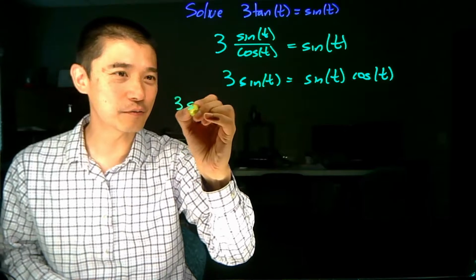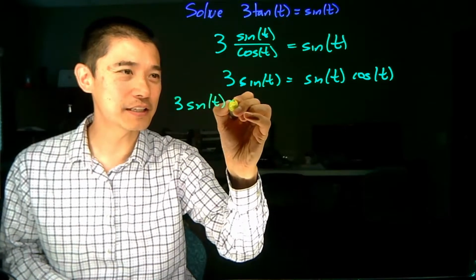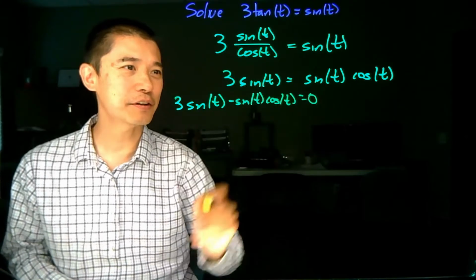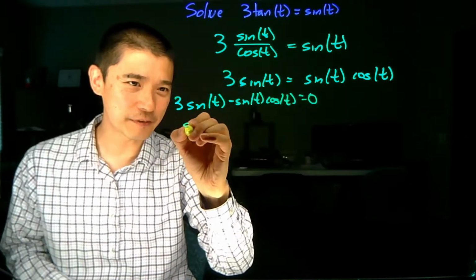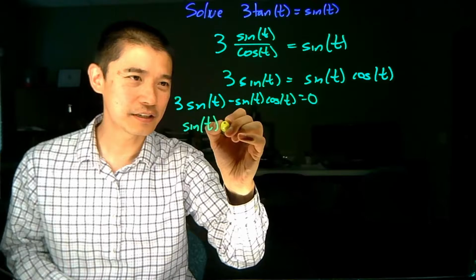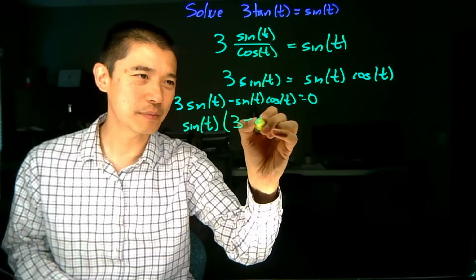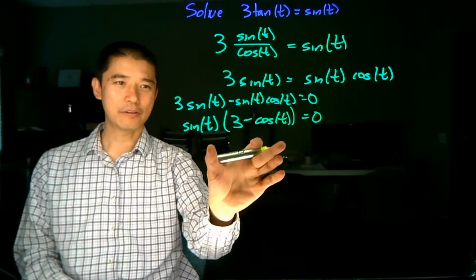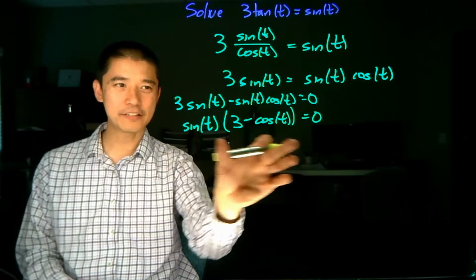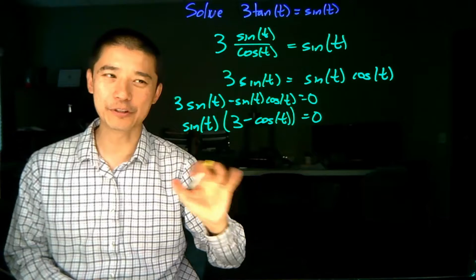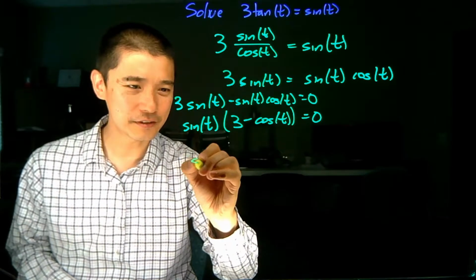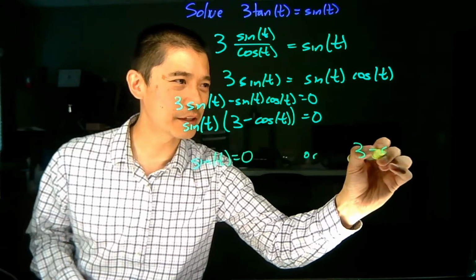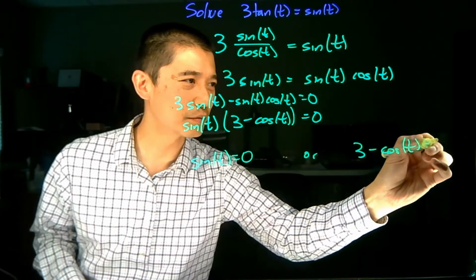So let's move everything over to the left-hand side. 3 sine t minus sine of t cosine of t is equal to 0. There's a sine term in each of these, so we'll factor that out. Sine of t times 3 minus cosine t is equal to 0. Right? So now we have a product of two things, sine of t and 3 minus cosine t equals 0. We use the zero product property. Either sine of t equals 0 or 3 minus cosine t equals 0.